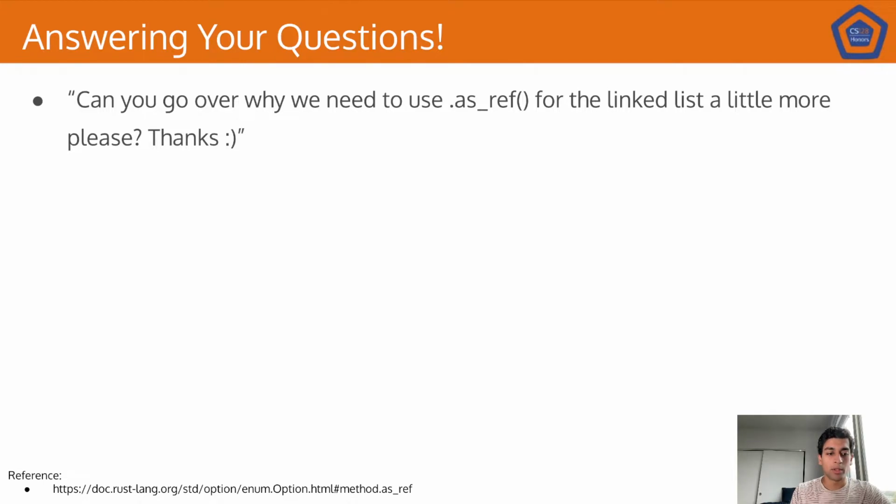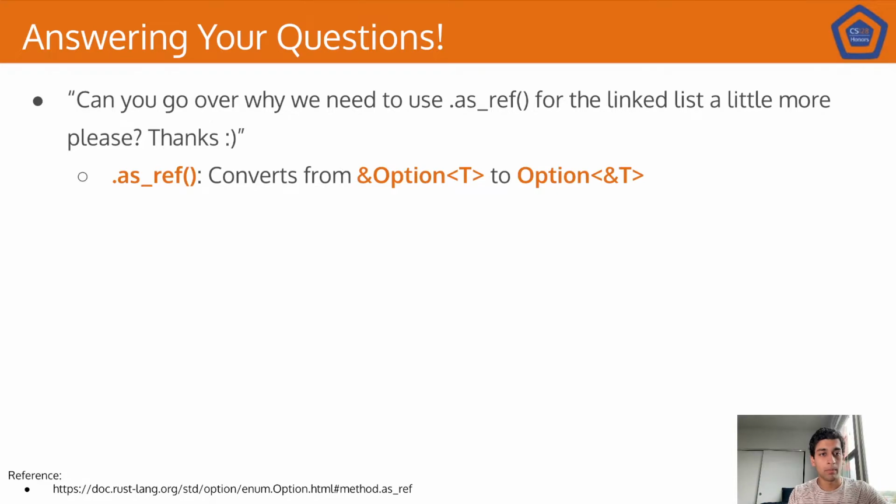So we had a couple questions to go over on the linked list homework. You've seen this as_ref method. This can be slightly confusing because it might get confused with taking actual borrows in Rust with the ampersand. This is an Option-specific method. as_ref converts a borrow to some Option to an Option that borrows the data.